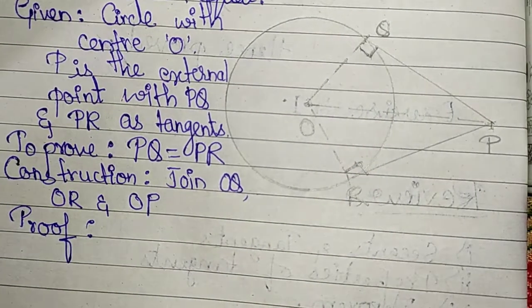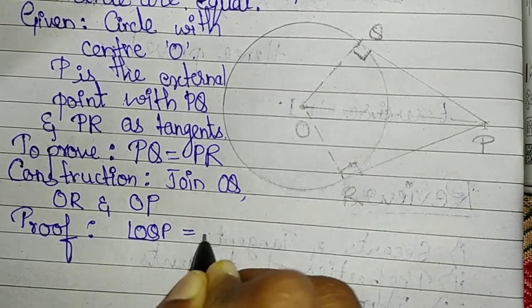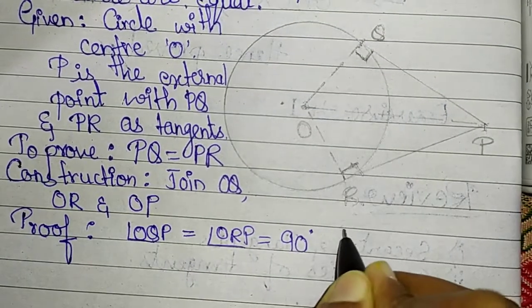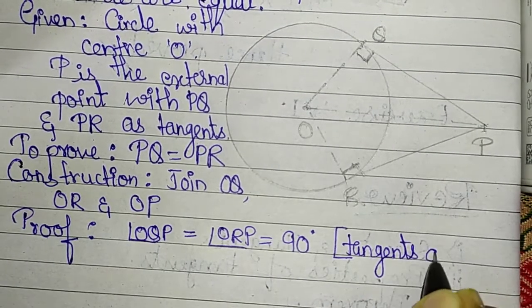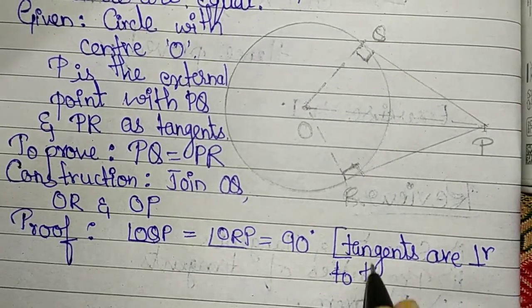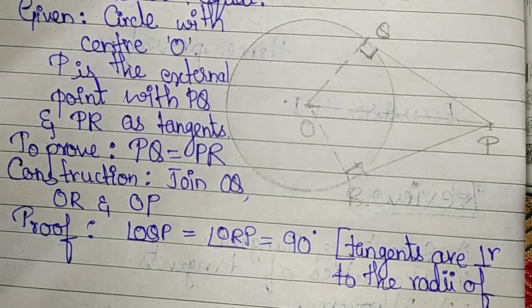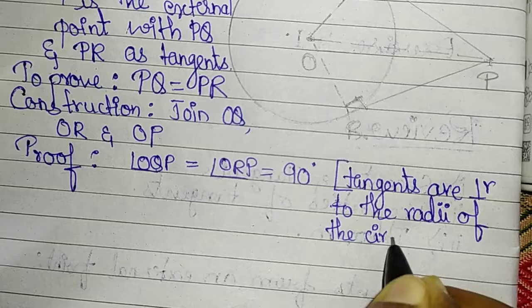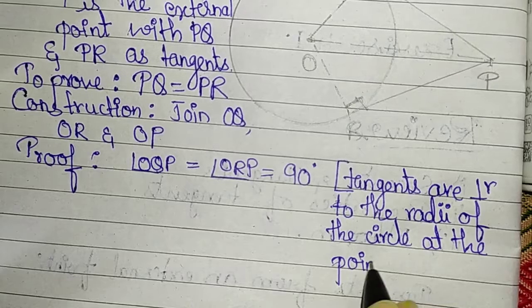Proof. Angle OQP is equal to angle ORP is equal to 90 degrees because tangents are perpendicular to the radii of the circle. Radii is plural, radius is singular term. Of the circle at the point of contact.